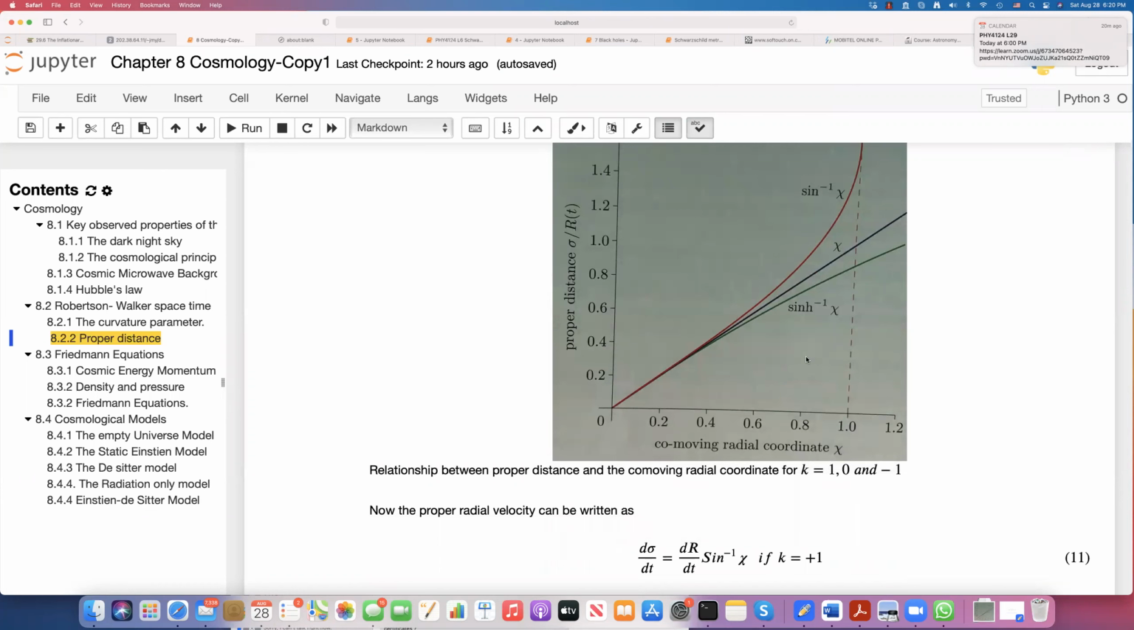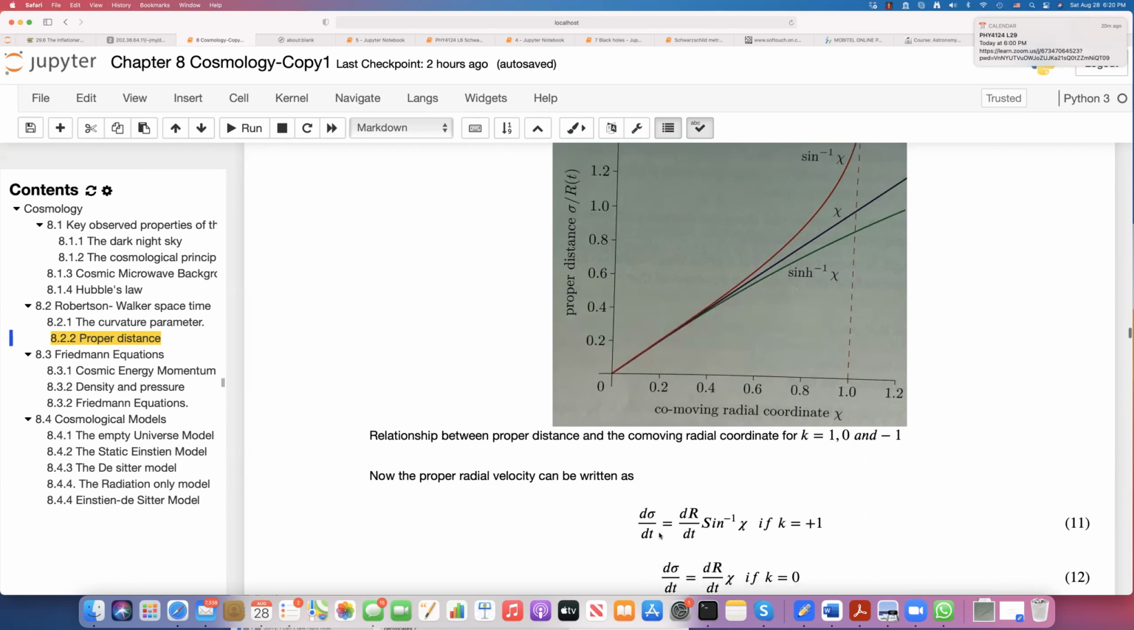Now, there is actually not much use in looking at this co-moving radial coordinate chi, or the proper distance, because practically you cannot measure it, right? So what is important for us is how this proper distance changes over time, right? To look at that, we are going to differentiate the proper distance with respect to time in this way.